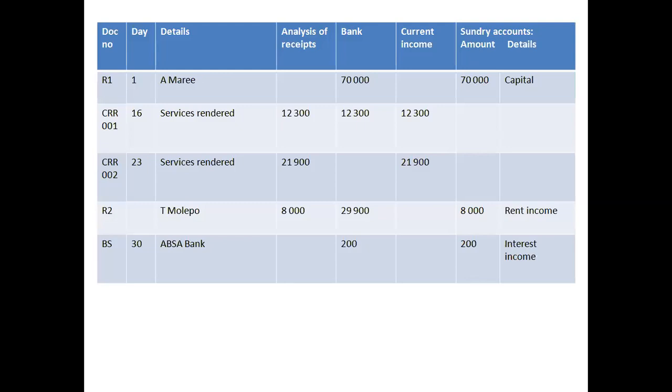So there's the entry. It's now receipt number 2, T. Molepu, 8,000 Rand with analysis of receipts. You will also see it is at sundry accounts because it is for rent income. And then with bank, you guys will see there were now 2 transactions on the 23rd. So I've added the 2 amounts with analysis. So it's the 21,900 plus the 8,000 Rand. And then the total you take to bank. And the total is now 29,900.